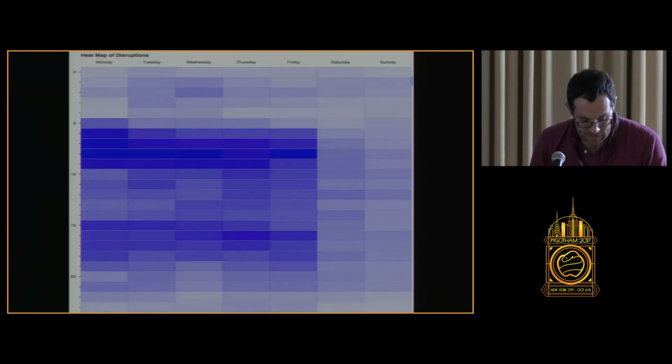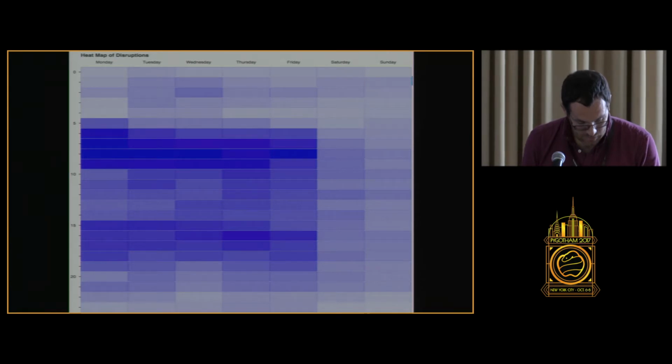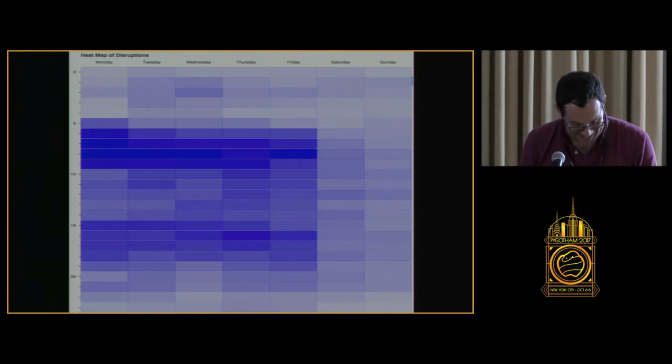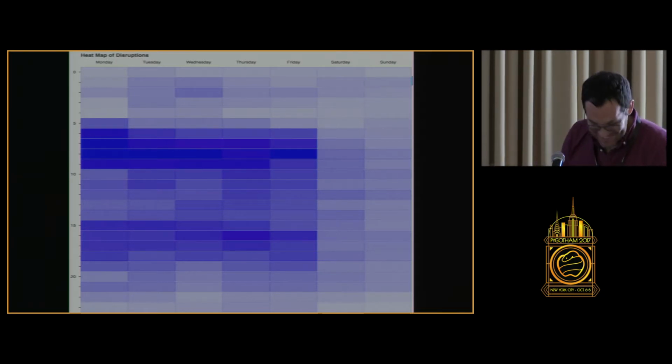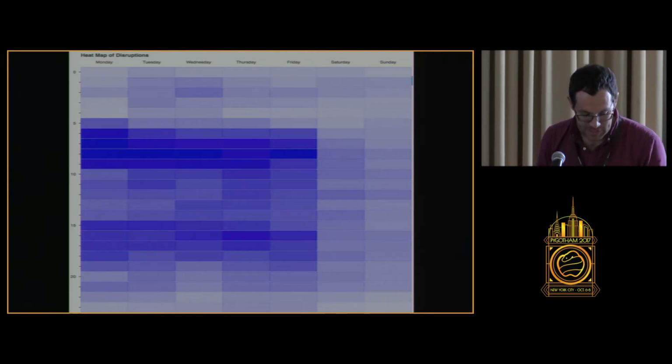So finally, we're really in a place to start thinking about when we want to avoid the subway. The first thing I've looked at is when the most disruptions occur. So here's a heat map of when disruptions occur. Darker colors mean more disruptions. It turns out the worst time for the system is Monday morning between 8 and 9 a.m.